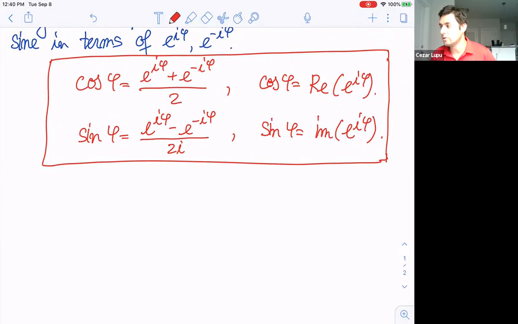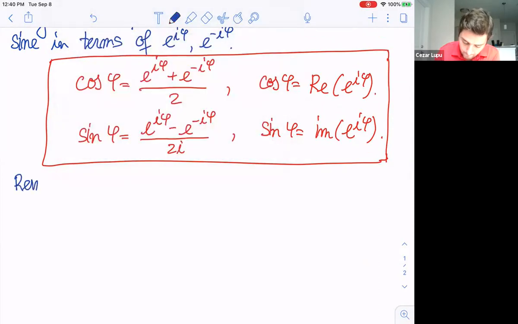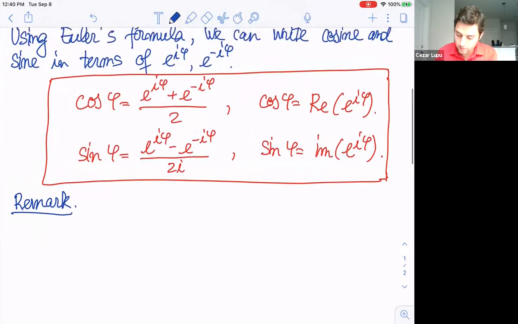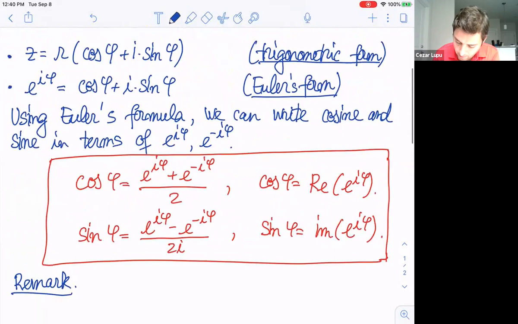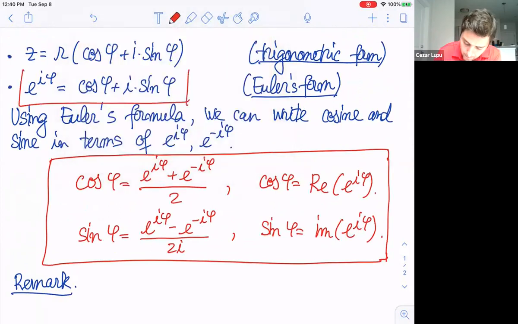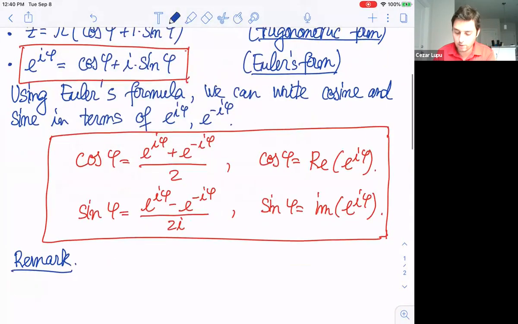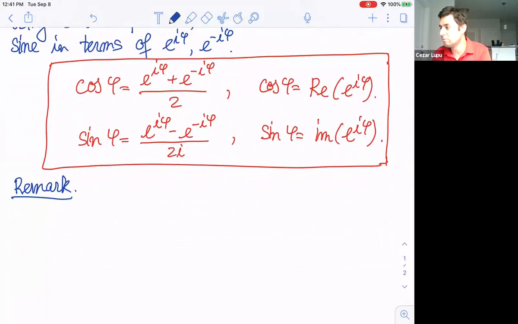There are some other things useful about complex numbers, right? For example, keeping in mind Euler's formula. So remark, let's look again at Euler's formula. Keeping in mind Euler's formula, we can do the following.